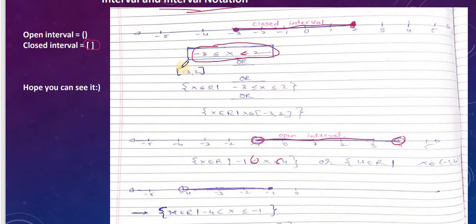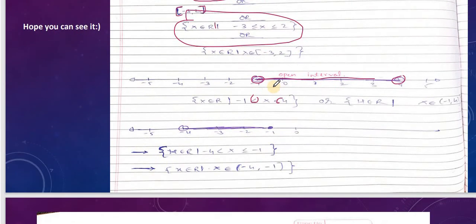Another way of defining it is like this: minus 3, 2 in the closed brackets. Or I can also define it in a set, as you know, set builder form or roster form, as we like. So x belongs to R, such that x is a real number such that x is greater than or equal to minus 3 and less than or equal to 2. So there are plenty of ways to define it.